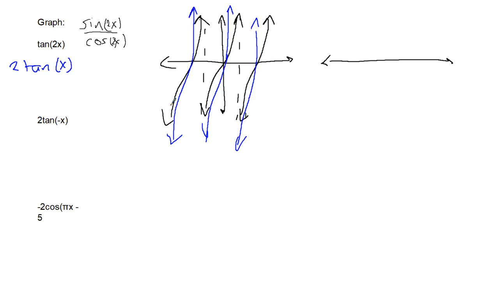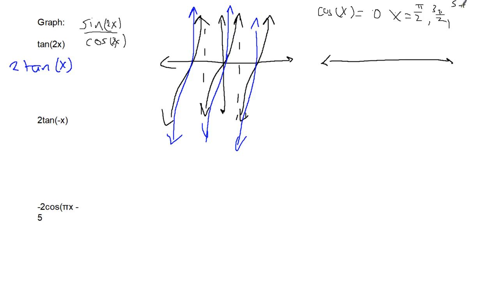So when is cosine of x equal to 0? We look back at our unit circle. It's pi over 2. It's 3 pi over 2. It's 5 pi over 2. It's 7 pi over 2. So cosine x equals 0 at x equals pi over 2, 3 pi over 2, 5 pi over 2.